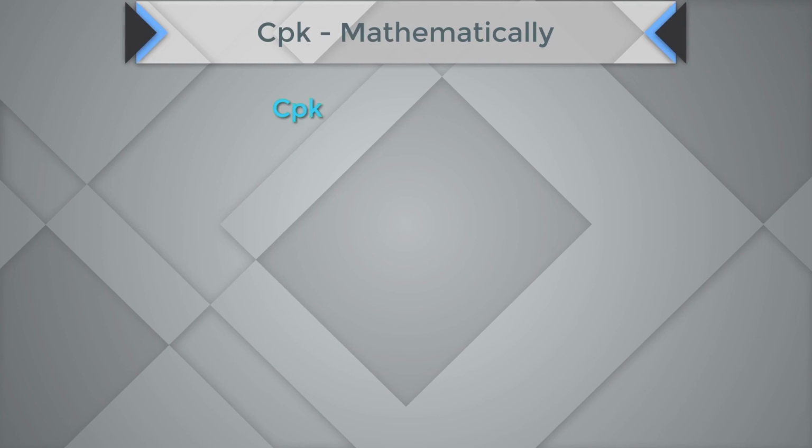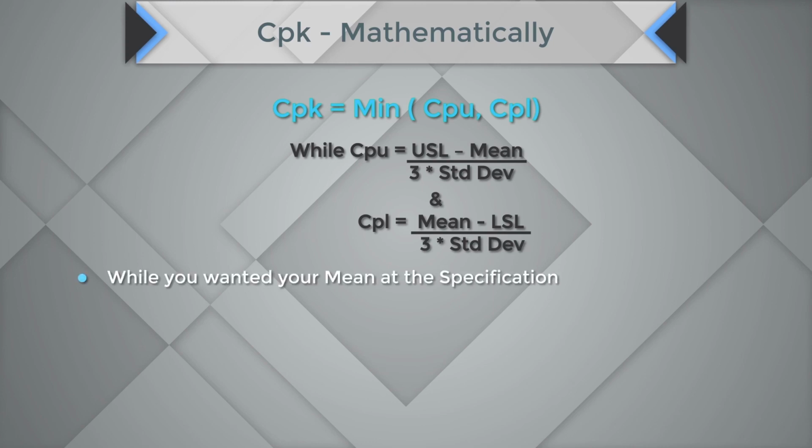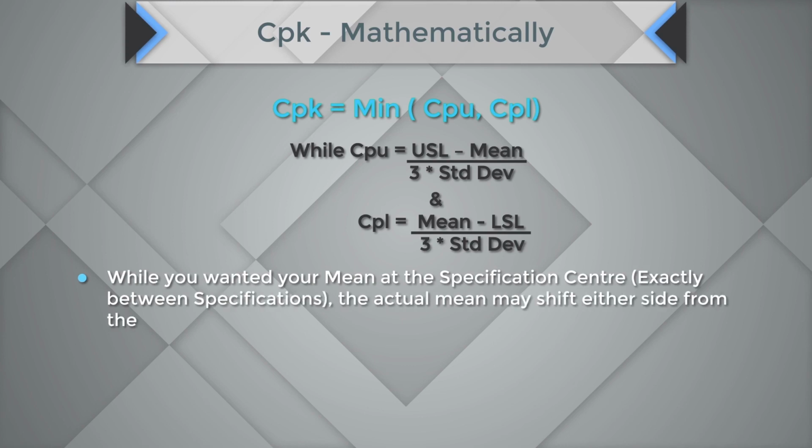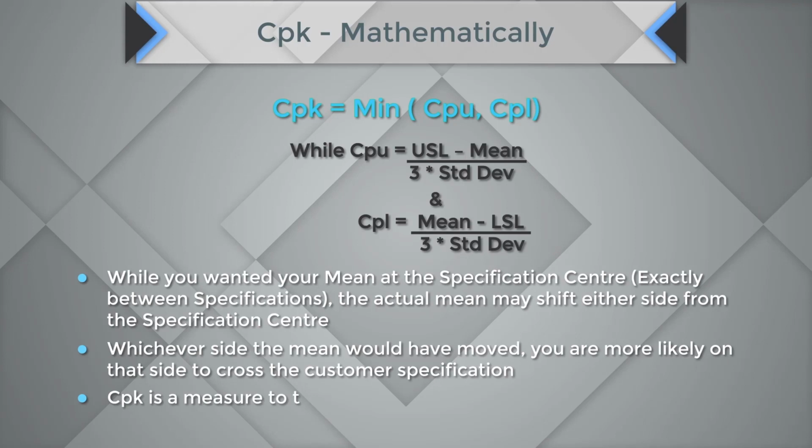Mathematically, Cpk is the minimum of Cp on my upper side and Cp on my lower side, with CPU using the formula USL minus mean upon 3 standard deviation and CPL using the formula mean minus LSL upon 3 standard deviation. While you wanted your mean at the specification center, exactly between the specifications, the actual mean may shift either side from the specification center. Whichever side the mean would have moved, you're more likely on that side to cross the customer specification. Cpk is a measure of the same effect.